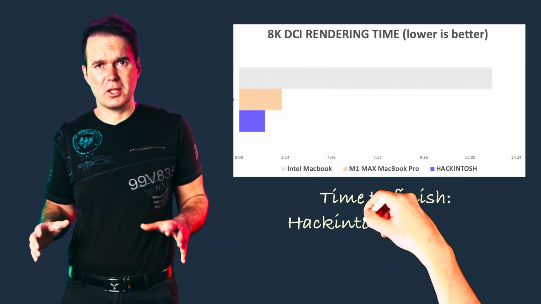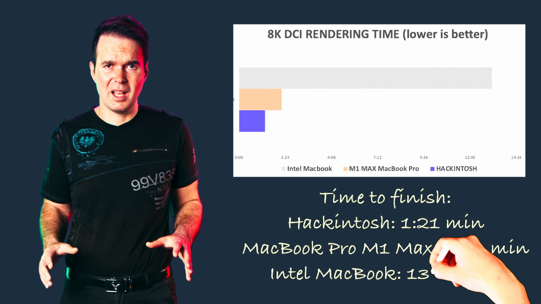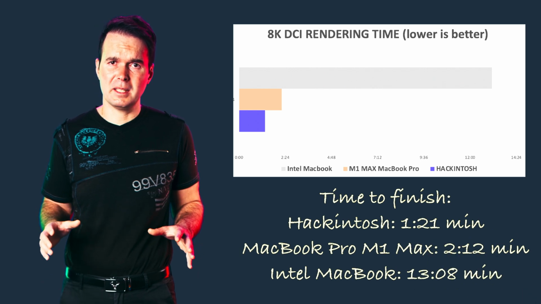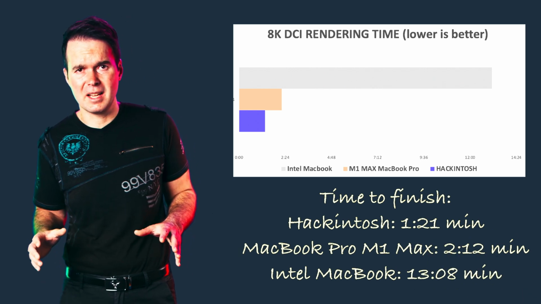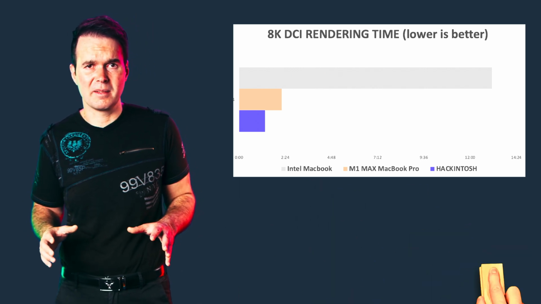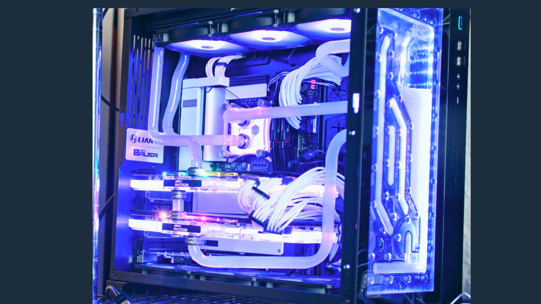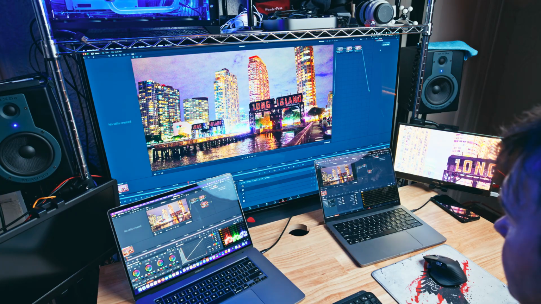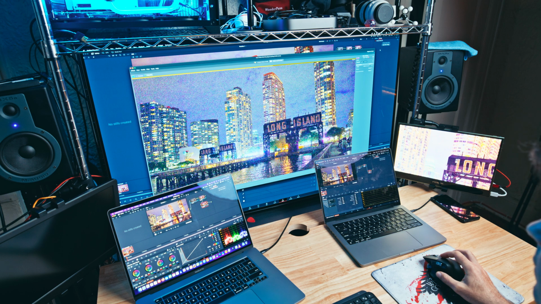The Hackintosh finished in 1 minute and 21 seconds. The Intel MacBook finished in 13 minutes and 8 seconds. And the M1 Mac finished in 2 minutes and 12 seconds. Thus, in the best possible scenario, the Mac Studio could have finished in 1 minute and 6 seconds, which outperforms my Hackintosh, theoretically. Exporting in 4K DCI, the Hackintosh had a problem, but after resetting the denoiser, it did 4.5 to 5 frames per second.